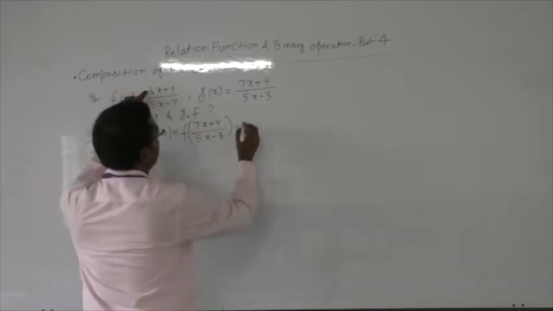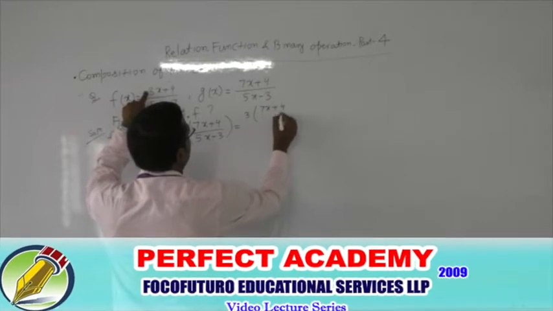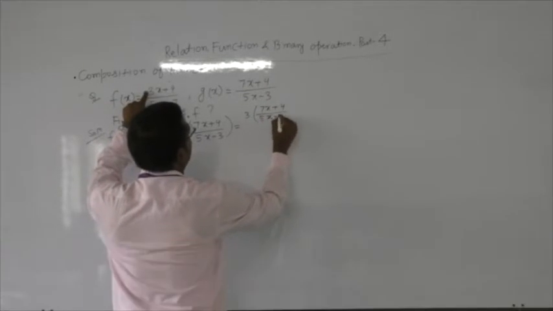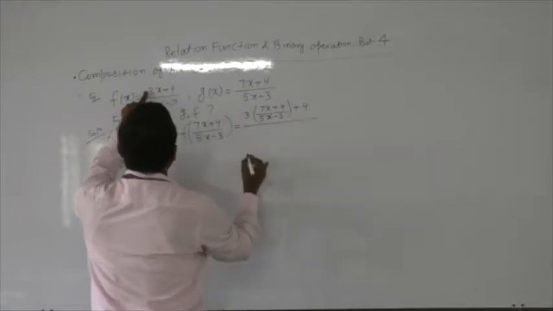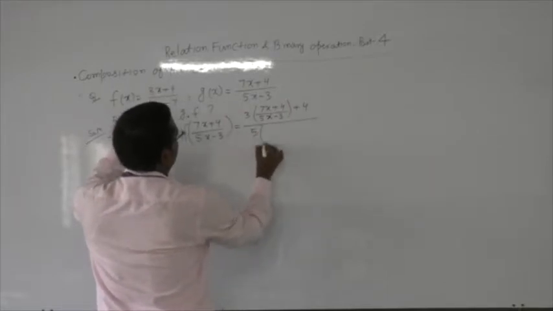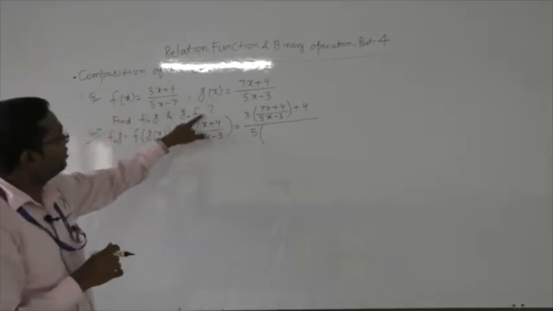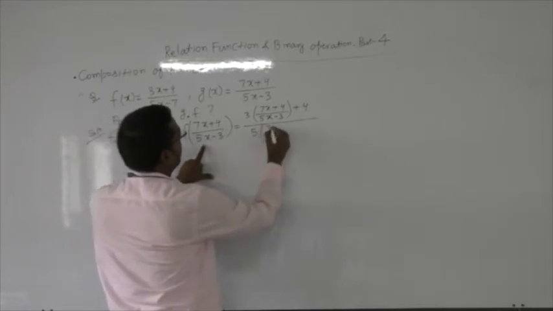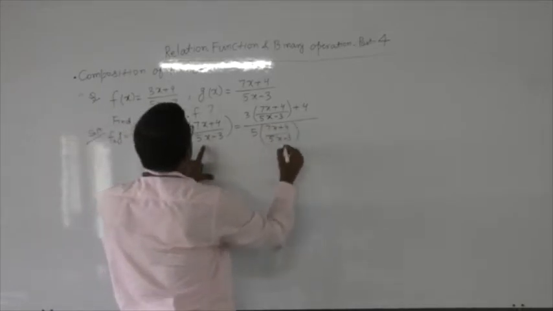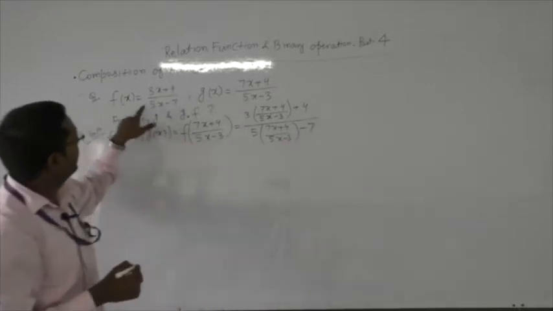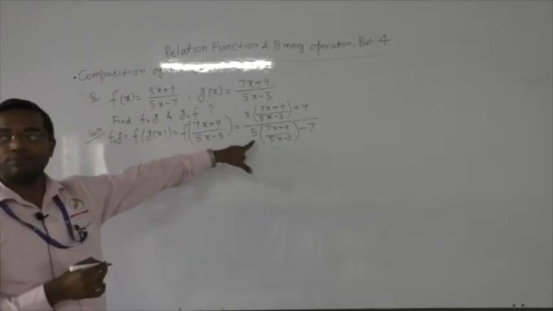So if you replace, we will get 3 into this whole (7x plus 4) by (5x minus 3) plus 4, divided by 5 into this whole (7x plus 4) by (5x minus 3) minus 7. Here I have replaced x by this factor, so we will get this one.